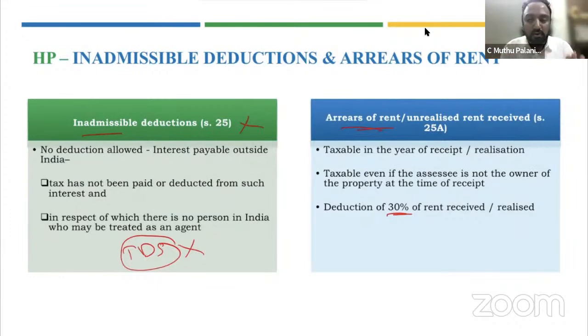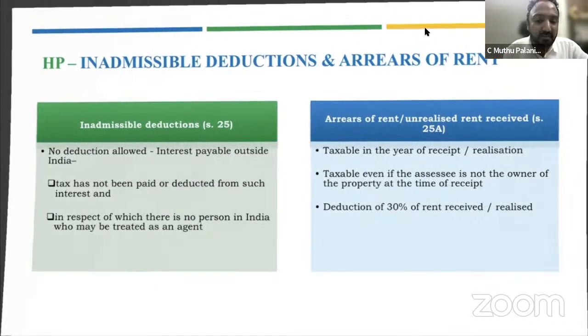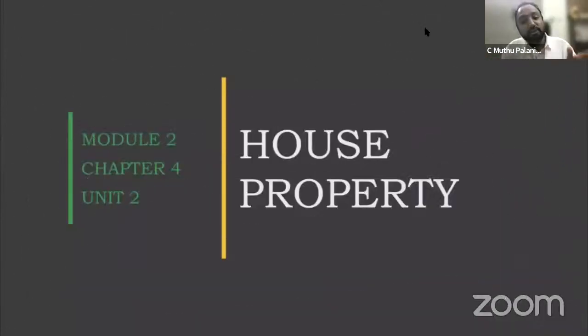So that is all about your house property. I don't think anyone has completed house property in such a short time. We have completed the entire house property in 15 minutes. We have only covered whatever is important and relevant for your examination. So with that, we have completed house property. We'll move on to the next topic.